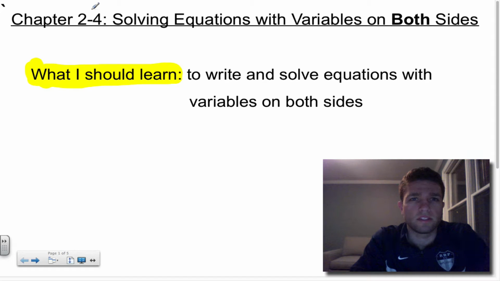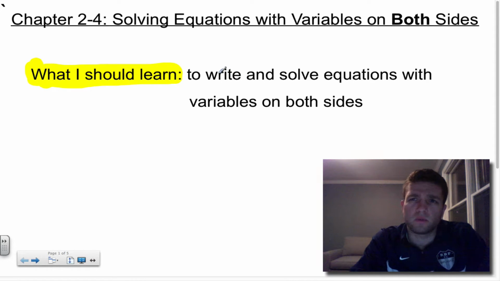Hey guys, it's Mr. C, and we're looking at Chapter 2, Lesson 4, which is solving equations with variables on both sides. And obviously what I should learn is to write and solve equations with variables on both sides of the equation, both in word problems and just in basic equations.